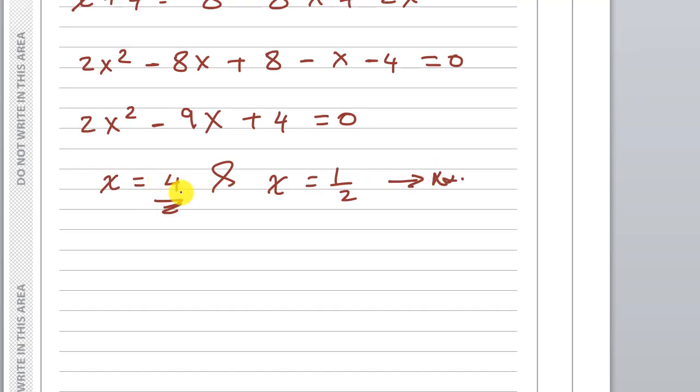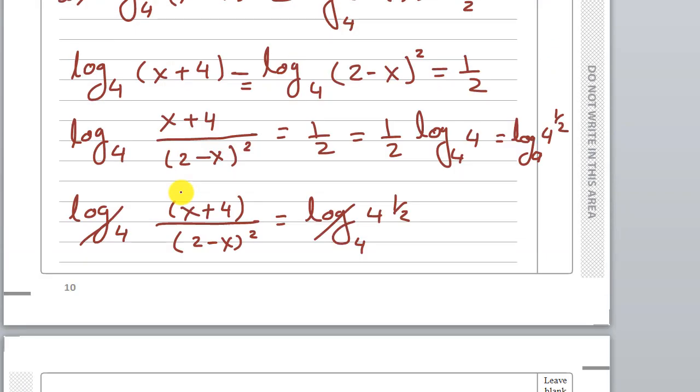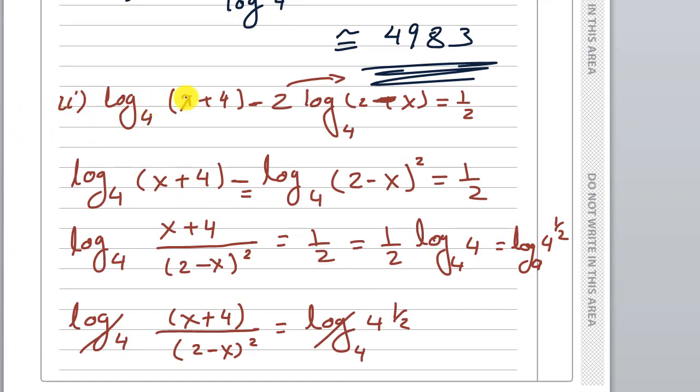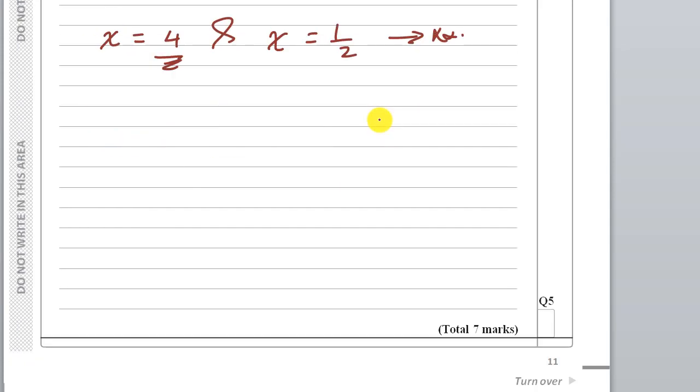If x equal to 4, let us go back to the equation. So x plus 4, with x equal to 4, is 4 plus 4, equal to 8, so I can find the log. Here, 2 minus x, 2 minus 4, is equal to minus 2. We don't have log of a minus value, so this is a wrong answer. So the only x here is x equal to half.